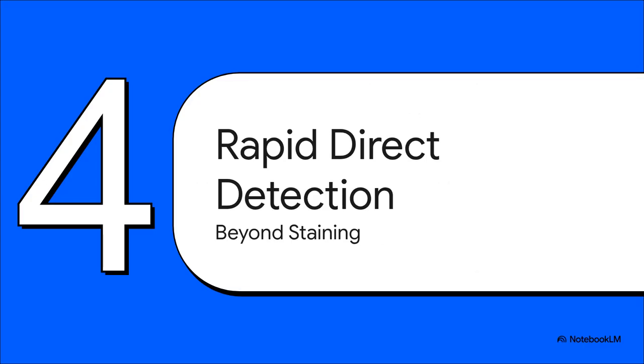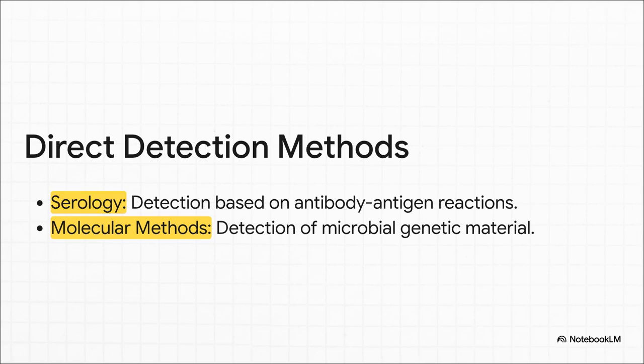Staining gives us a great first look, but sometimes we need a more specific answer, and we need it fast. That's where rapid direct detection methods come in, giving us answers straight from the patient's sample. You can really think of these in two main buckets. First, there's antigen detection. This is where we use lab-made antibodies as tiny probes to find specific pieces of a bacterium. A great example is using latex agglutination to find pneumococcal antigens in CSF for a rapid meningitis diagnosis.